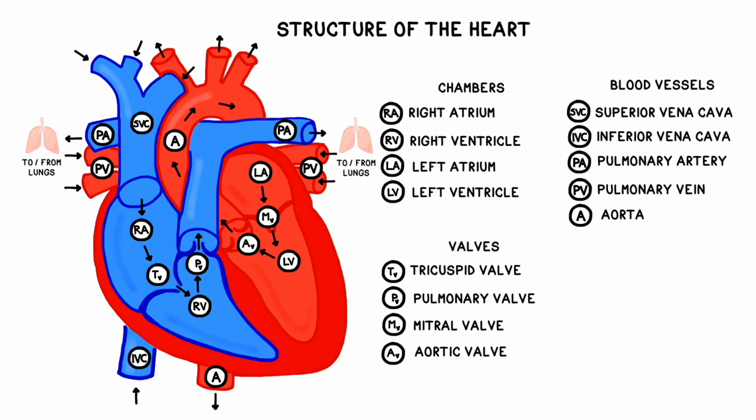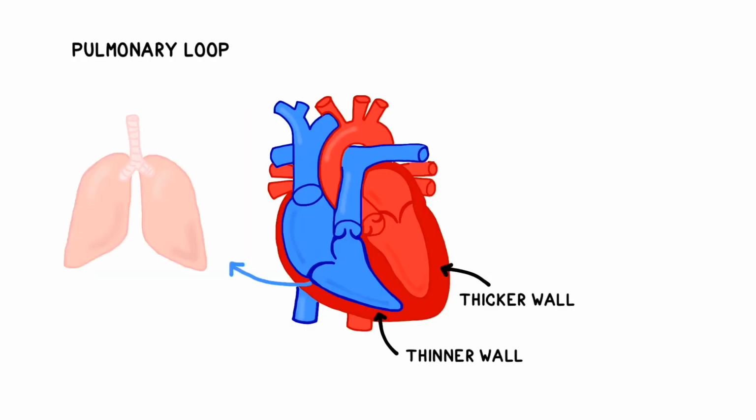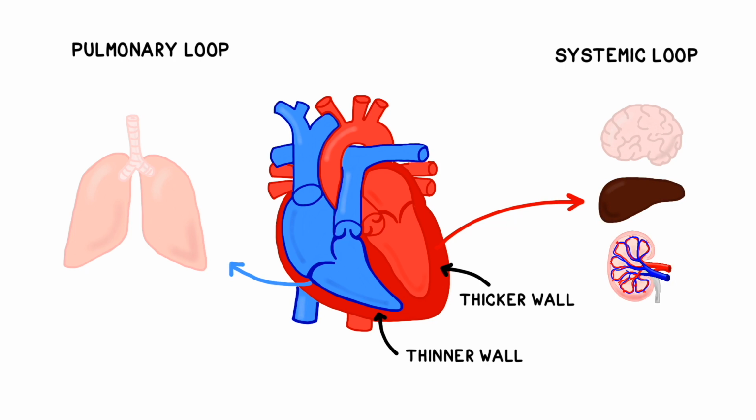Notice how muscular the walls of the left ventricle are, even compared to the right ventricle. The right ventricle only has to be powerful enough to drive blood to the lungs, but the left ventricle has to have enough power to pump blood all over the body.